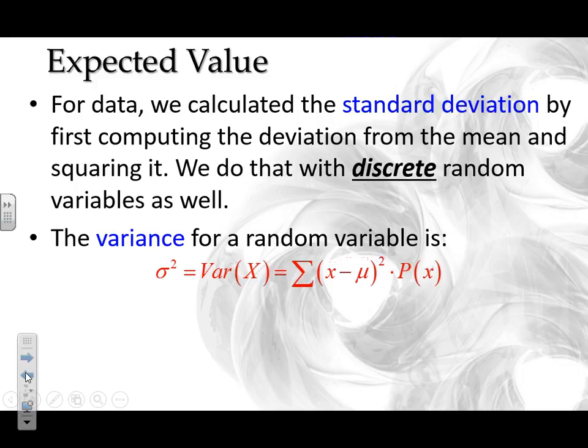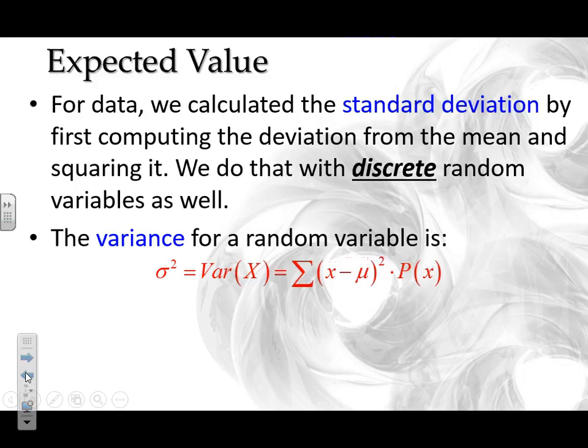Now, in order to calculate standard deviation, we have to solve this first. So we always need to calculate variance first, and then once we have variance, we can calculate standard deviation. So the formula here is very similar to how we calculated expected value. Expected value was x times probability of x. The only difference now is that we have to calculate our deviations from the mean. So we take our value minus mean squared and multiply that by the probability.